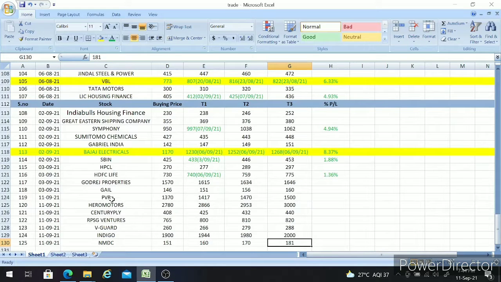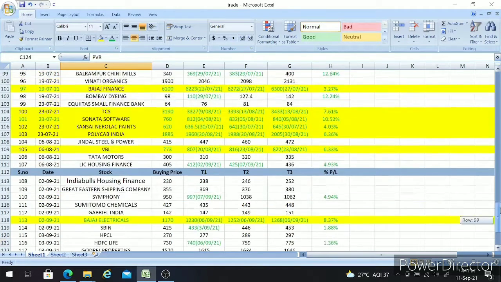Yes, now we'll go to the buy calls. If you take PVR, the buying price is 1370, the first target is 1417, the second target 1470, and the last target is 1500. Also, I say that short-term traders or mid-term traders should please book their profits at T1 or T2 itself, and I'll say the reason why.